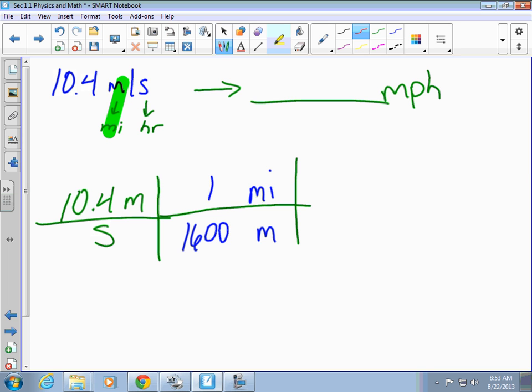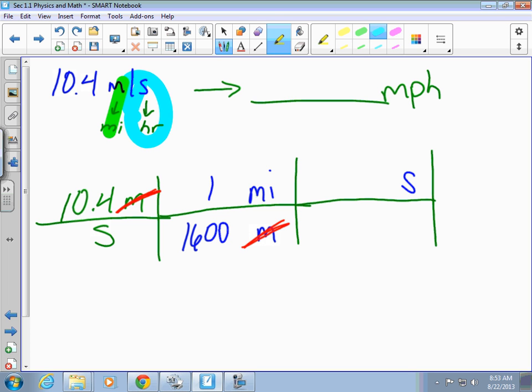Our meters cancel, and if I were to leave this, my new unit would be miles per second. But remember, I do not want that. I want miles per hour. So I'm going to do a second railroad track where I'm going to try and get rid of seconds now. Seconds is initially on the bottom, so now I'm going to put that on the top, and we're converting seconds to hours. So I'm going to put hours on the bottom.